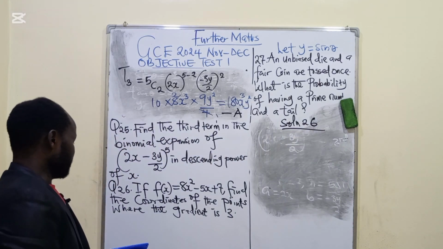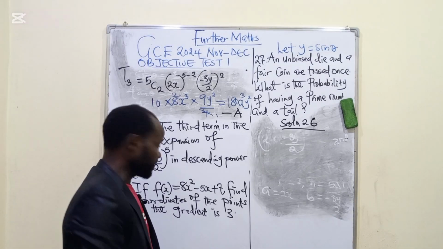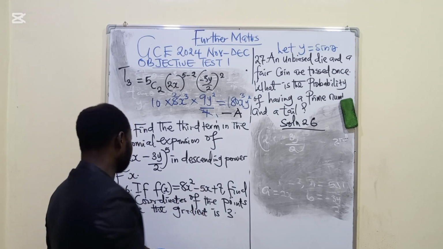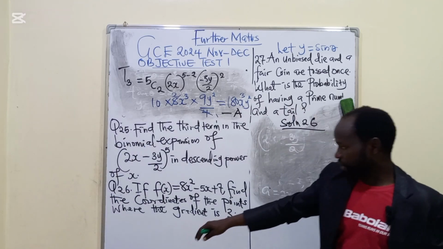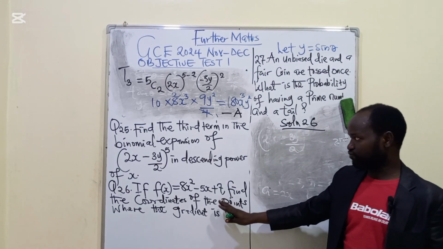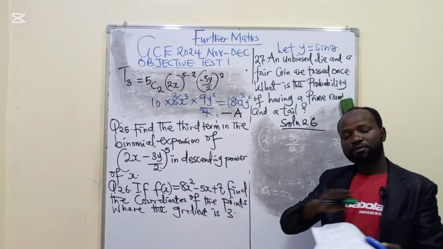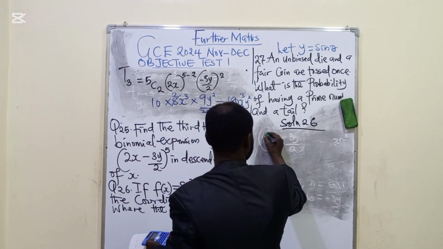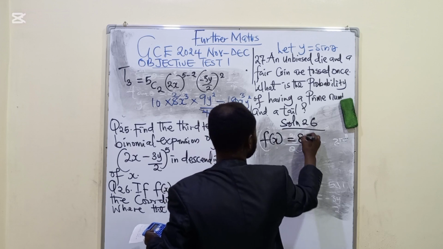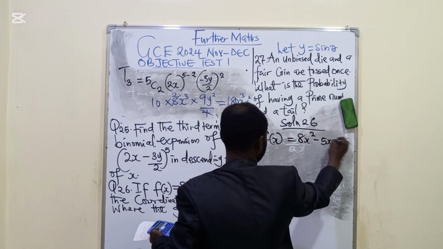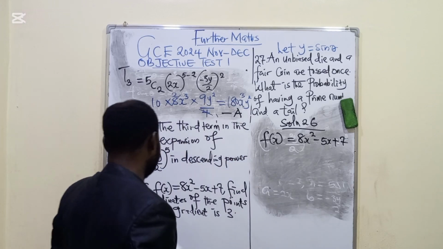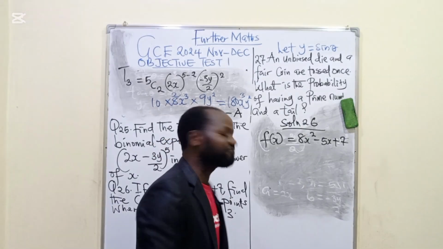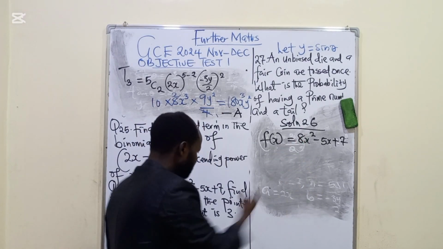26 reads, if f of x is equals to 8x squared minus 5x plus 7, we are asked to find the coordinate of the point where the gradient is 3. First thing to do is to identify. This is from differentiation. Very important. Coordinate of the point means we are asked to find the x and the y value, given that the slope of this function is 3.